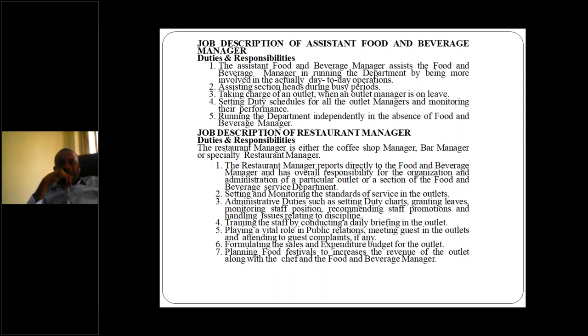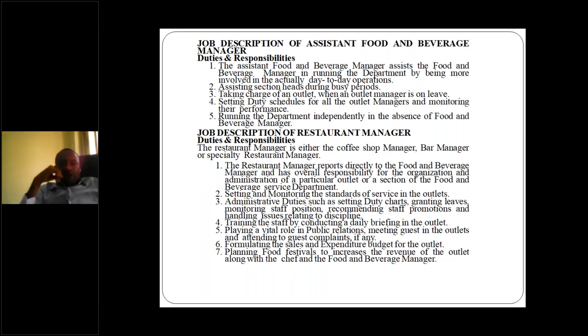Then again, he is also responsible for assisting section heads during busy periods. He is also responsible for taking charge of an outlet when an outlet manager is on leave. Some of these companies have branches in different places. Let's take an example: Kentucky Fried Chicken has different branches. There may be a time that a branch manager is not available. So the assistant food and beverage manager can go and stand in that place.